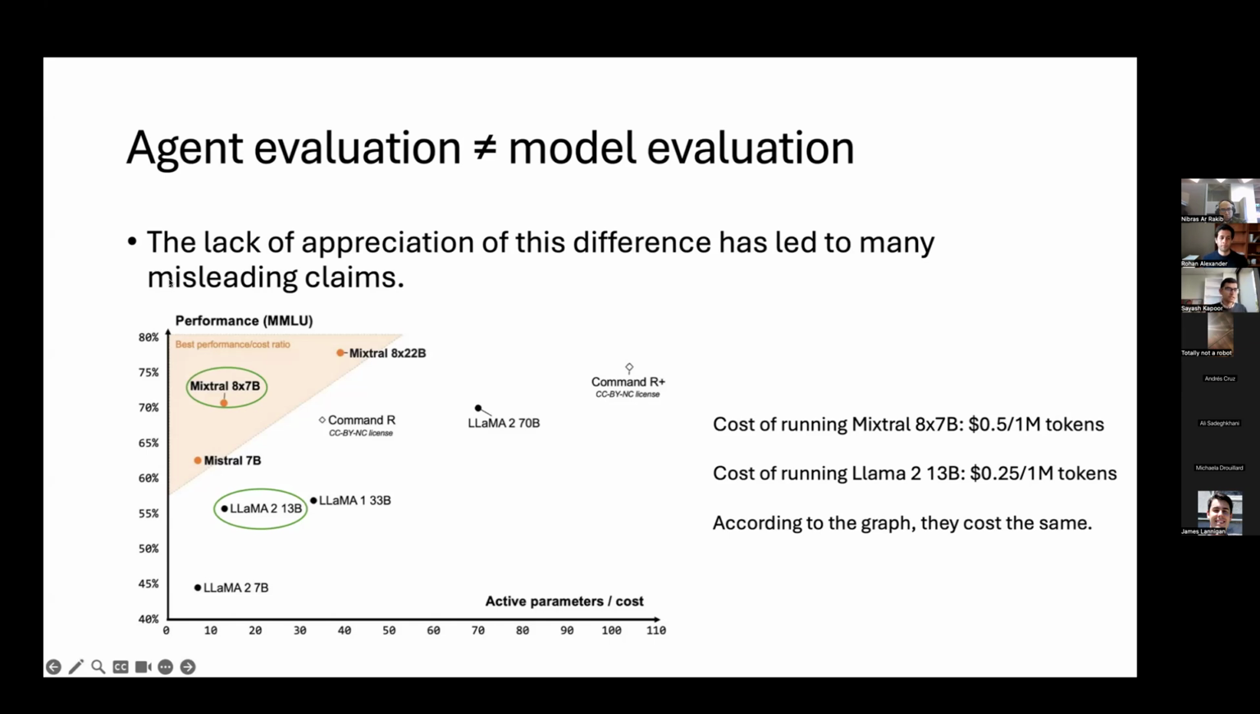According to this graph, they cost the same because instead of using the actual dollar amounts as the x-axis, developers have started using proxies, like the amount of compute used or the number of active parameters. While all of these metrics might be interesting from a scientific perspective, researchers really care about compute-controlled evaluations to see if the training methods are doing better. But for downstream users, the main construct of interest is just the cost.